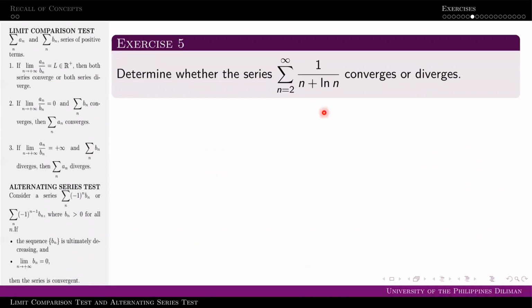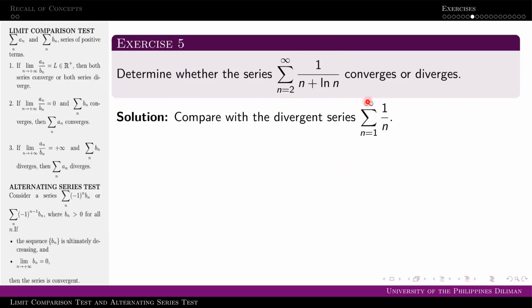For exercise 5, we're given the sum from 2 to infinity ni 1 over n plus ln n. Hindi natin gagamitin si AST kasi hindi to alternating series. Yung nakikita ko lang na familiar series dito ay 1 over n, no? So, subukan muna natin yon. We compare it with this harmonic series. And in fact, pwedeng gawin mong 2 to and this is still a divergent series, no? So we let an to be 1 over n plus ln n and bn to be 1 over n.